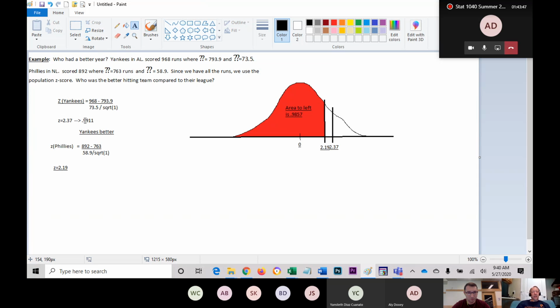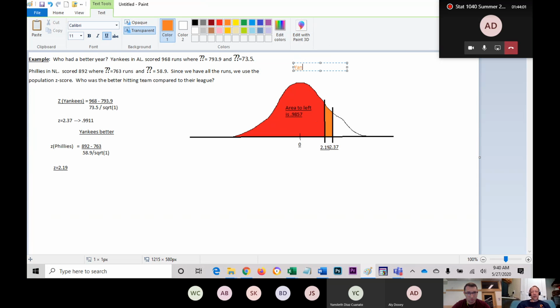And so the Yankees did better because they did better than 99% of the teams. I don't like their colors, so we're going to make them orange anyway. So if you count the area in the orange and the red, the Yankees did better than 0.9911 of teams. And you said that number was called the p-value, so that's like the percentage. That's what we call the p-value. Okay.